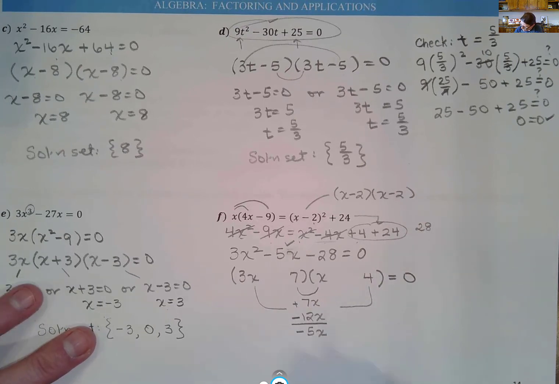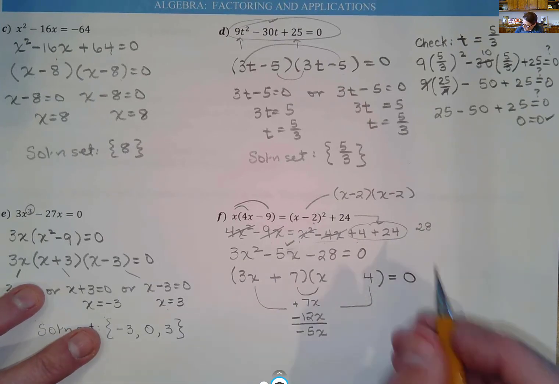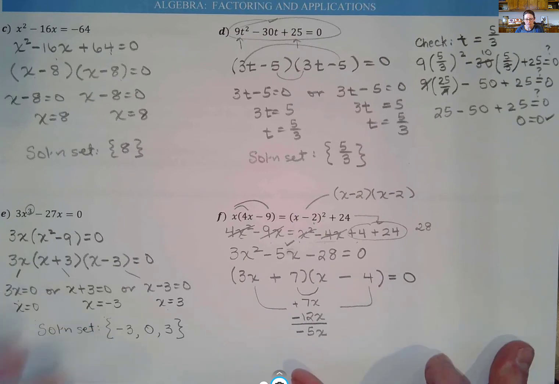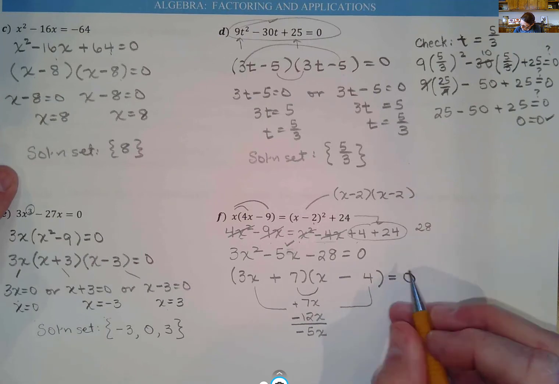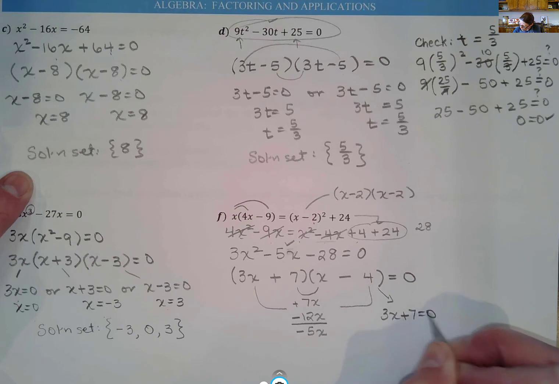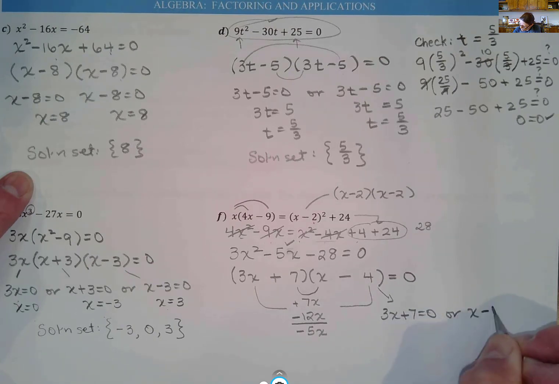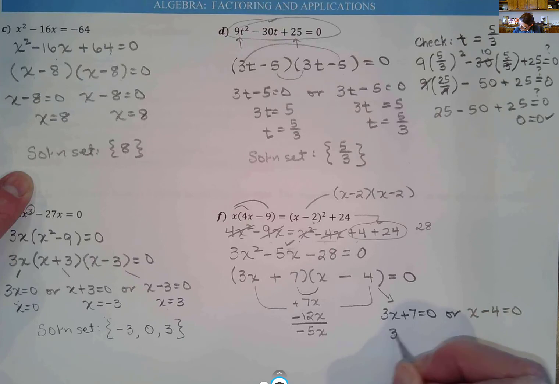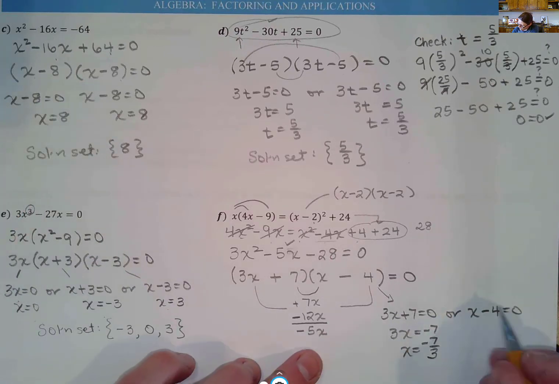And so let's make sure that our inner product is positive by placing a plus up front, and that our outer product is negative by putting a minus sign in that second parenthesis. All right, hard work's over with. Zero-factor property. 3x plus 7 is 0, or x minus 4 is 0. Subtract 7, divide by 3, x is -7/3, or x equal 4.